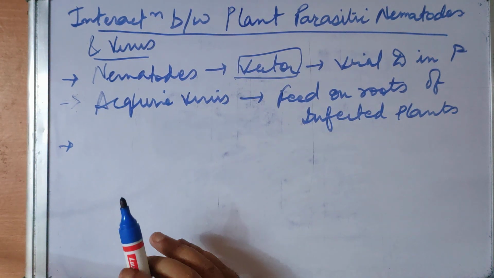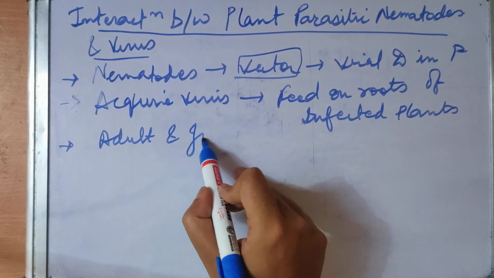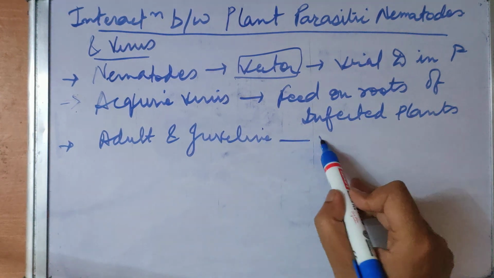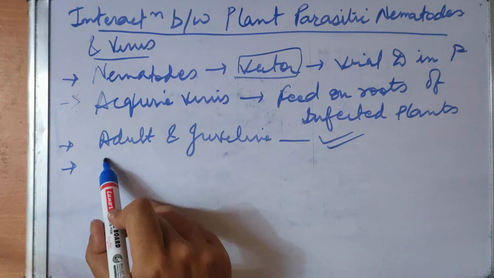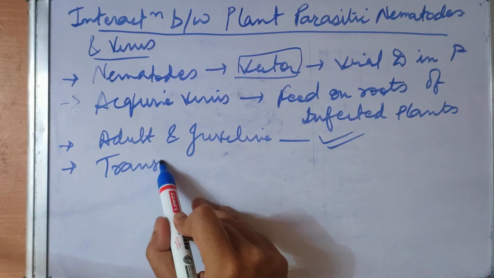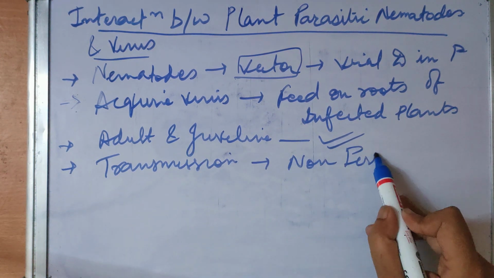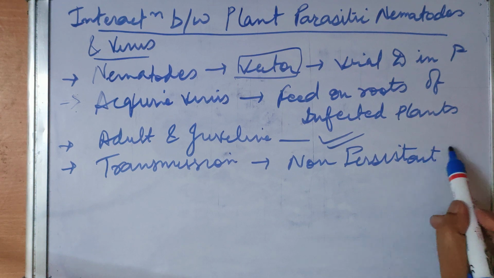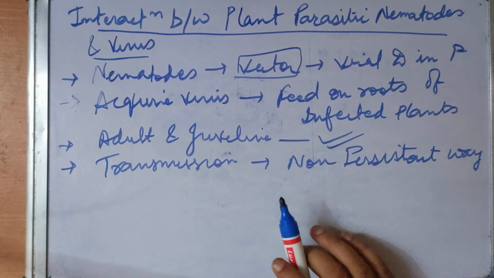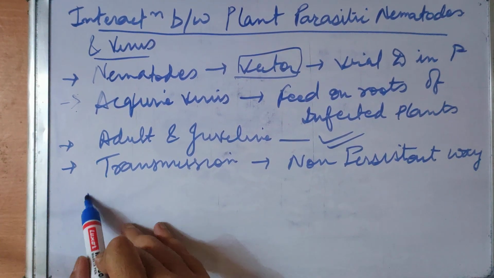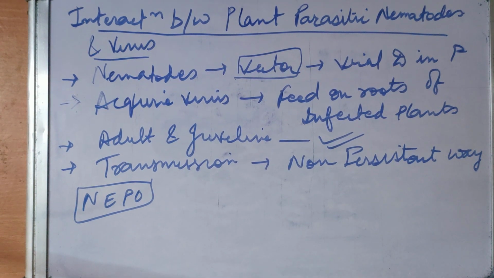In nematodes, both juveniles and adults can transmit virus. Transmission is in a non-persistent way. So now we will see what NEPO is. We have to discuss two: NEPO and NETU.